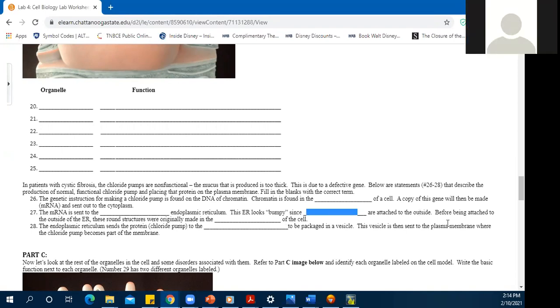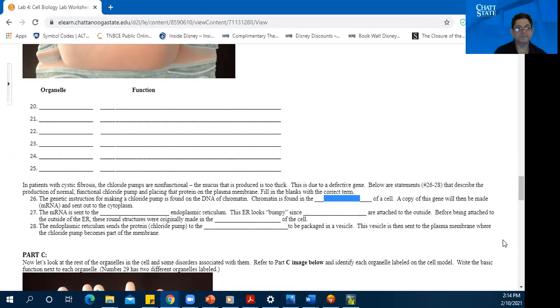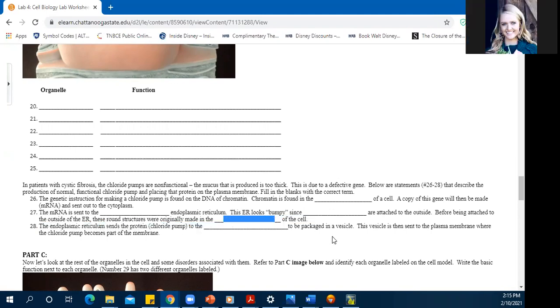And what was 26? Sorry. Yeah, 26 was nucleus right here. Okay. Yes. So they're trying to show you the trend. Nucleus to the rough ER. That's the trend. And where were ribosomes originally made? Right here on this third blank. Nucleolus, perfect. So now that the rough ER has made the protein, where is it going to go?